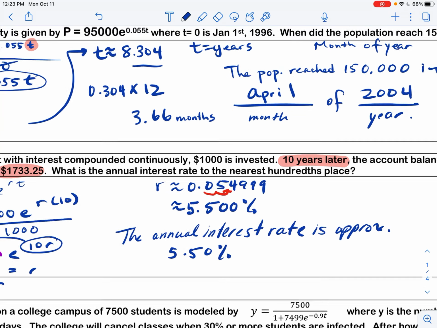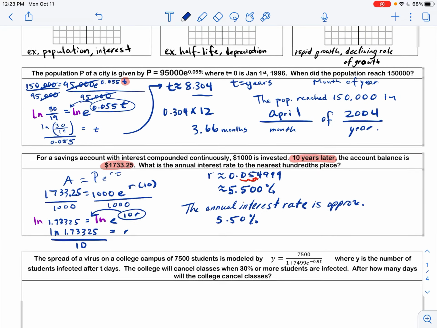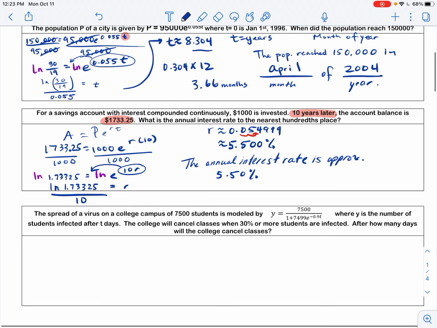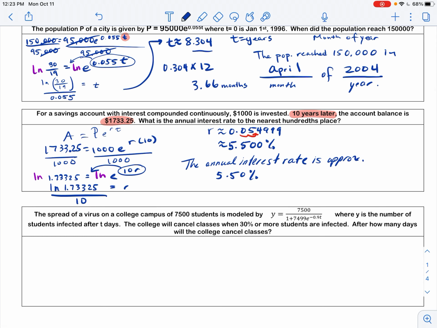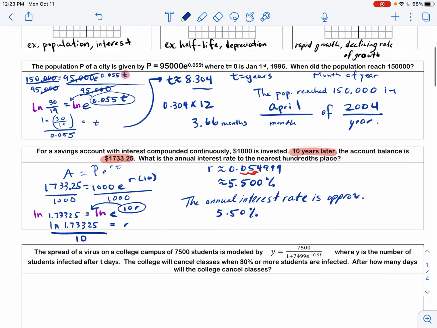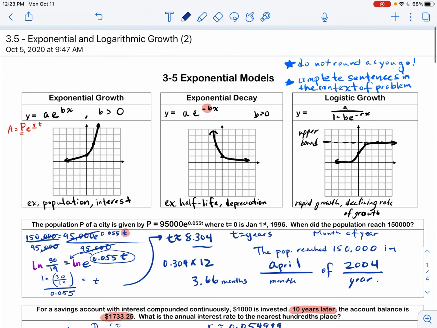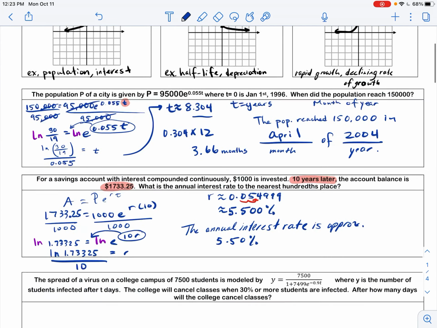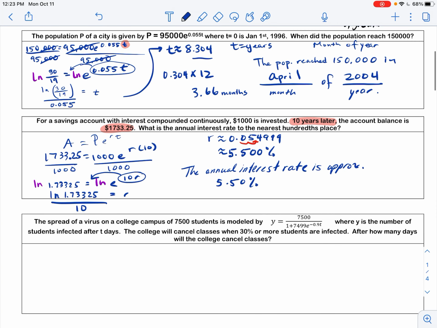Okay. All right, let me do one more problem with you to really hammer some of these concepts home. The spread of a virus on a college campus of 7,500 students is modeled by this equation, which, if you notice the structure, we are talking about a logistic growth situation. Where y is the number of students infected after t days. The college will cancel classes when 30% or more of students are infected. So when is that going to happen? After how many days will the college cancel classes?